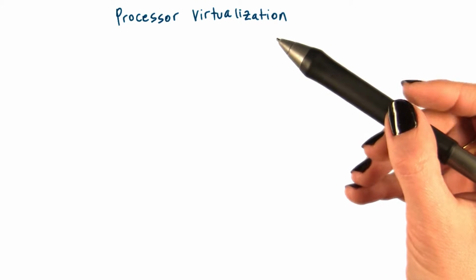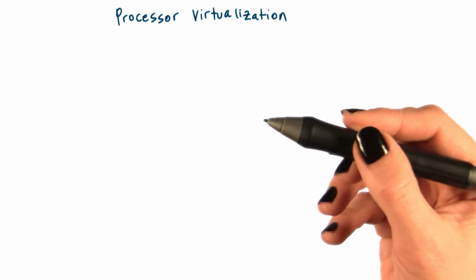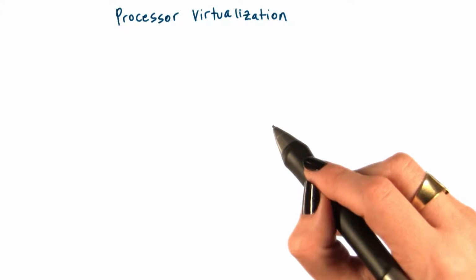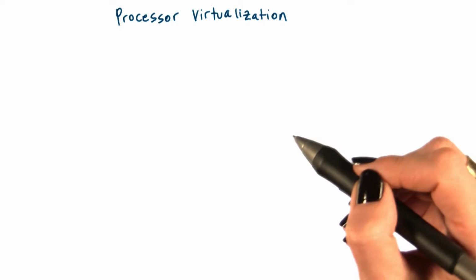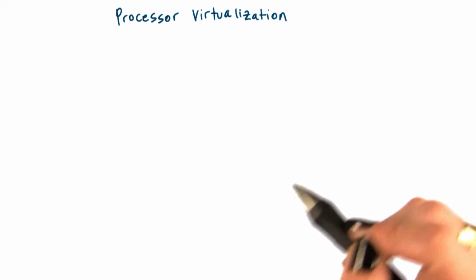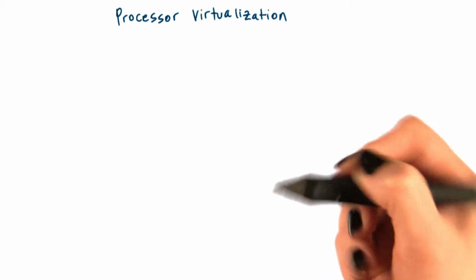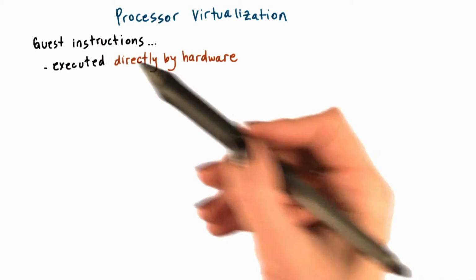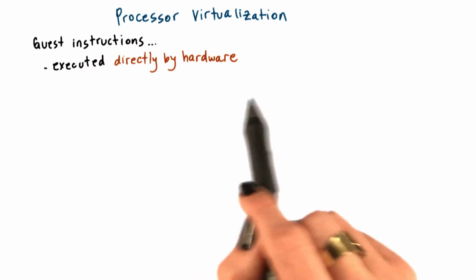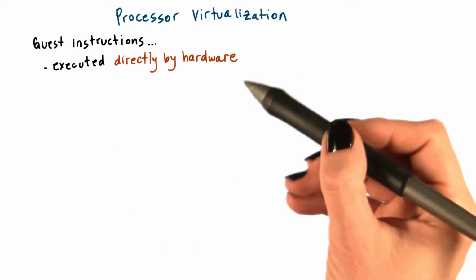Now that we understand how hardware-supported protection levels can be used, we can start explaining how virtualization techniques can be developed that achieve their goal to efficiently, at near-native speeds, allow execution of virtual machines on top of these basically identical virtual platforms. First, guest instructions are executed directly by the hardware. That's an important thing to know.